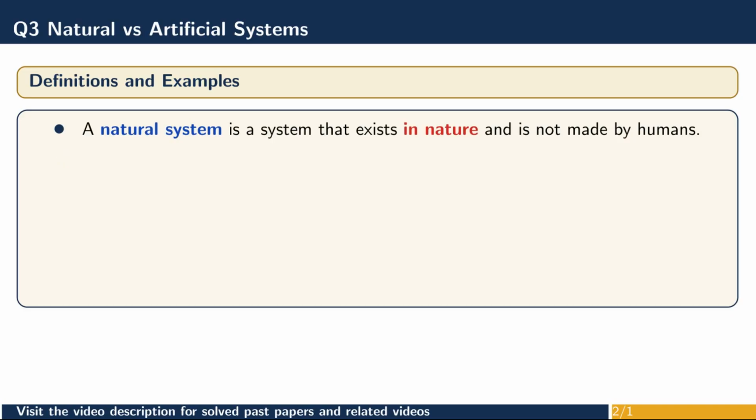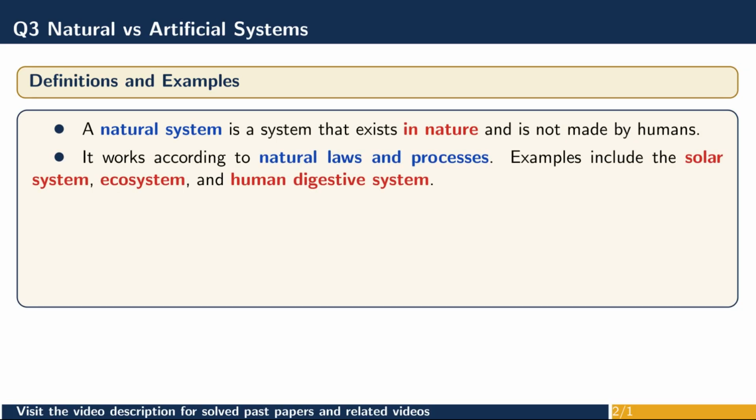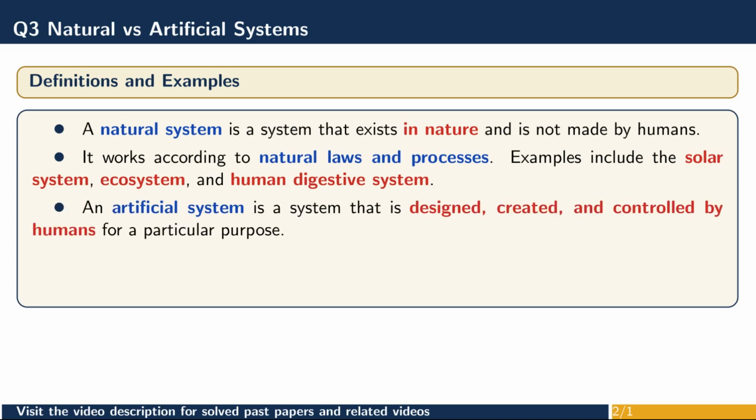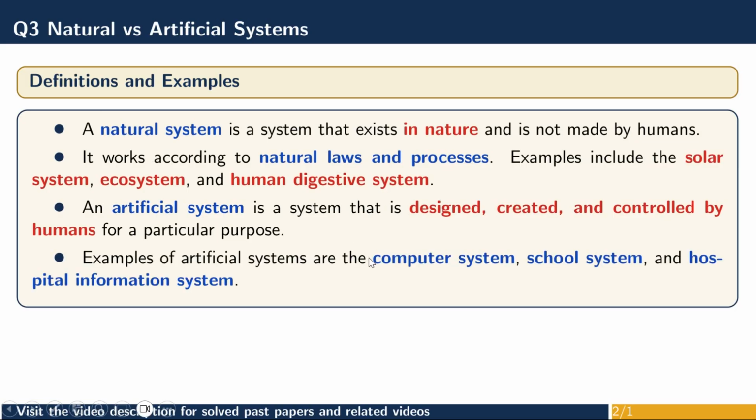A natural system is a system that exists in nature and is not made by humans. It works according to natural laws and processes. Examples include the solar system, ecosystem, and human digestive system. An artificial system is a system that is designed, created, and controlled by humans for a particular purpose. Examples of artificial systems are the computer system, school system, and hospital information system.